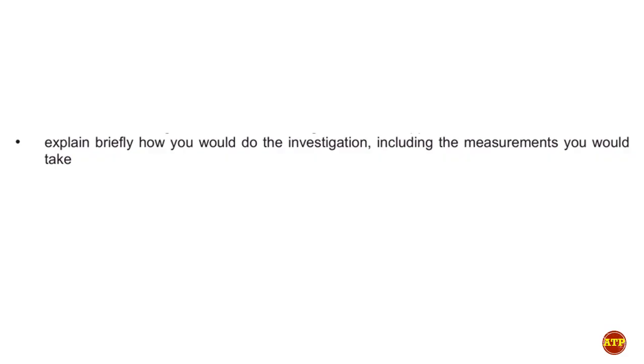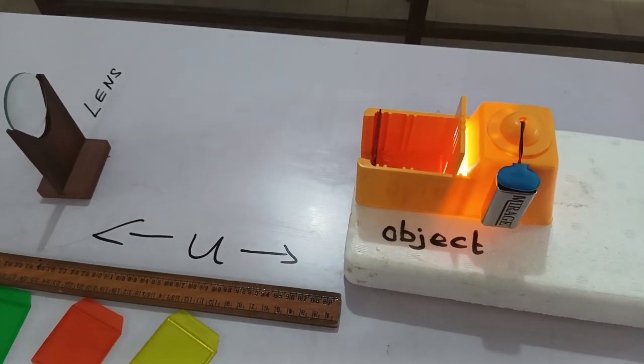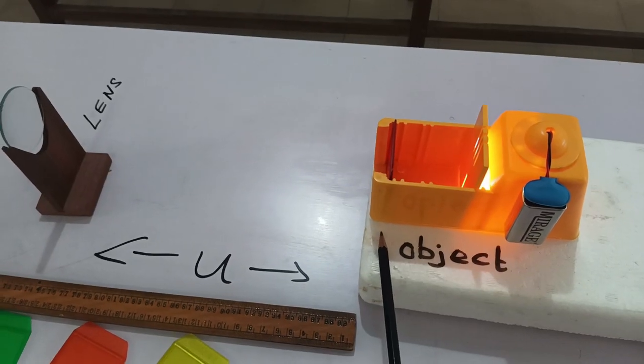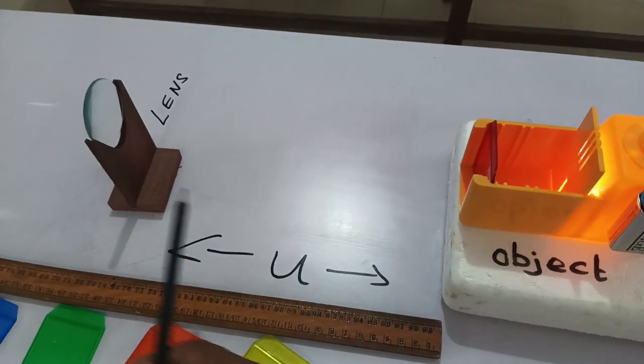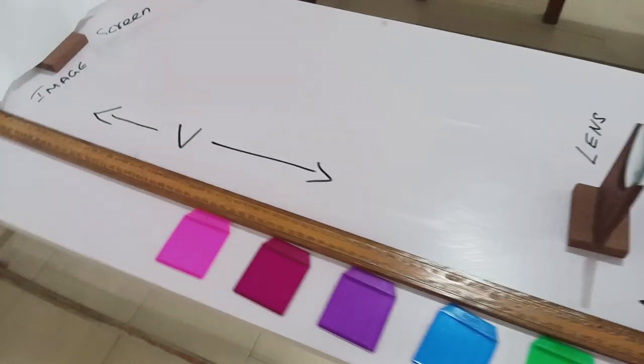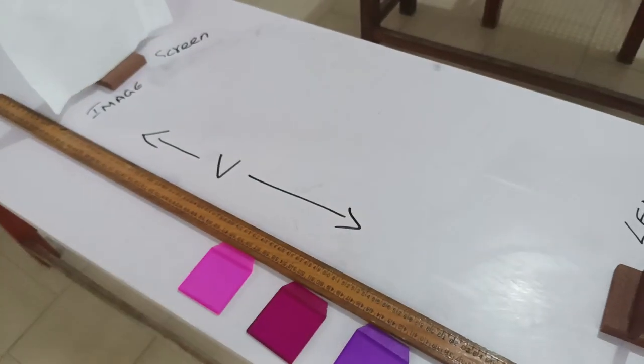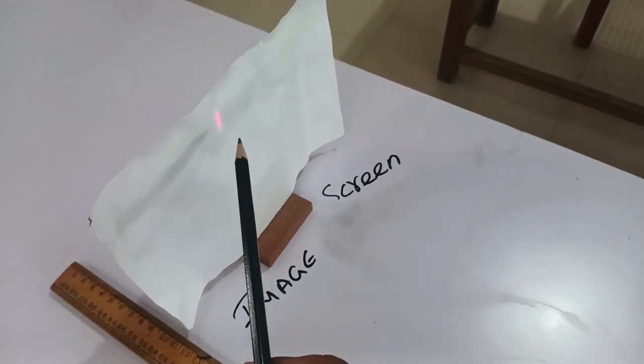So let's see briefly how we are going to do the investigation, including the measurements we are going to take. The distance u is the distance between the object and the lens. So this distance is u. The distance v is the distance between the lens and the image that is formed on the screen.